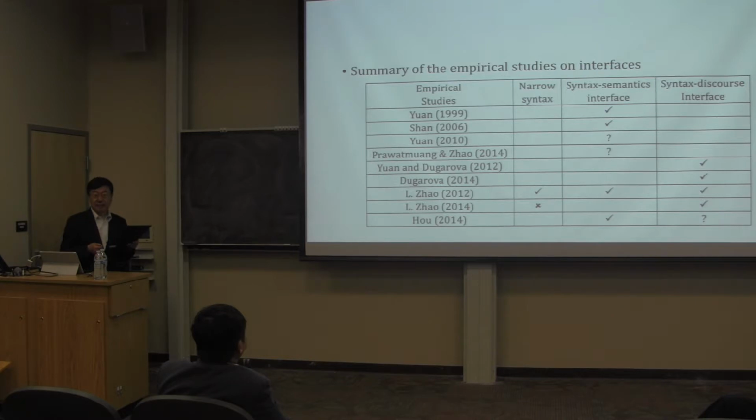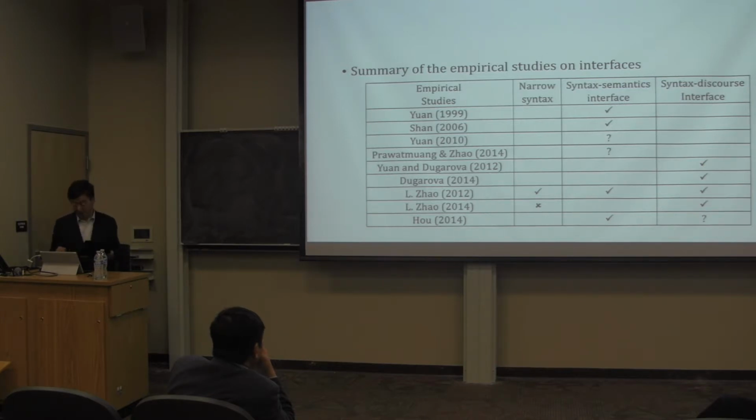Okay, we've reviewed some studies on L2 acquisition of Chinese interfaces, and here is a very brief summary. Whether narrow syntax is acquirable: yes and no. Whether the syntax-semantics interface, that is the internal interface, is acquirable: mostly yes, and question mark, right? And whether syntax-discourse interfaces are acquirable: mostly yes, and question mark. And they do not agree with the interface hypothesis.